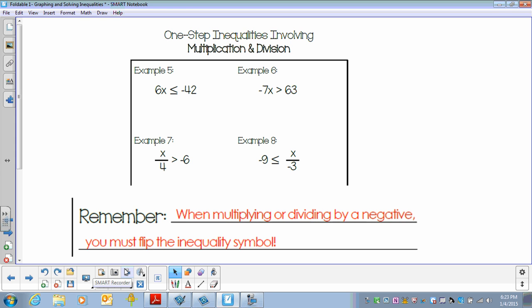One-step inequalities involving multiplication and division. Before we get started, let's remember that when we multiply or divide by a negative, you must flip the inequality symbol. So we'll be solving these inequalities the same way we solve an equation. Just at the end, we'll go back and see if we multiplied or divided by a negative number, and if we did, we'll flip the sign.